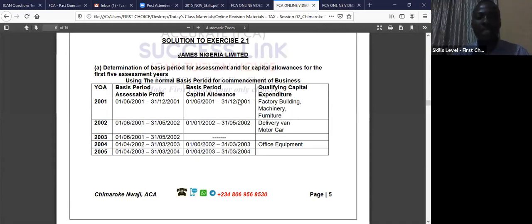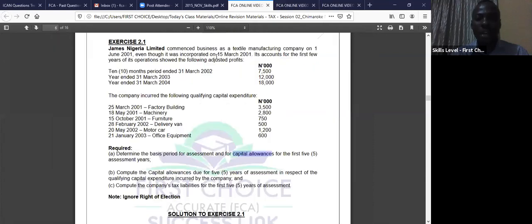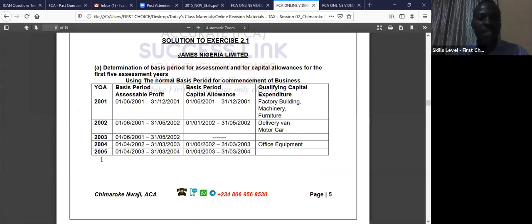Year of assessment, the first 5 years. How do we know the first 5 years? The first year of business will be this first year that the business commenced. So 2001, it means 2001 year of assessment, 22, 23, 24, and 25. That is what the question is saying. So 21 down to 25.